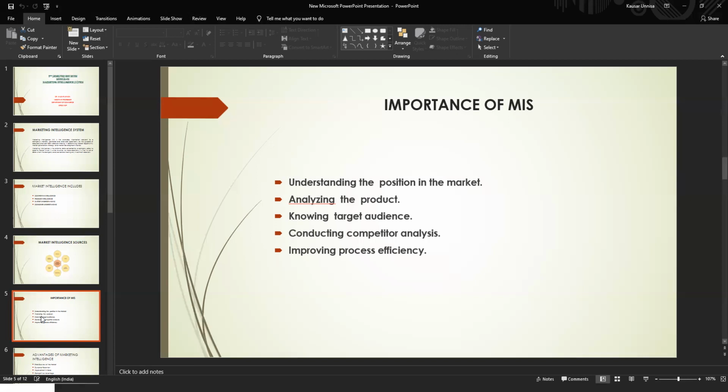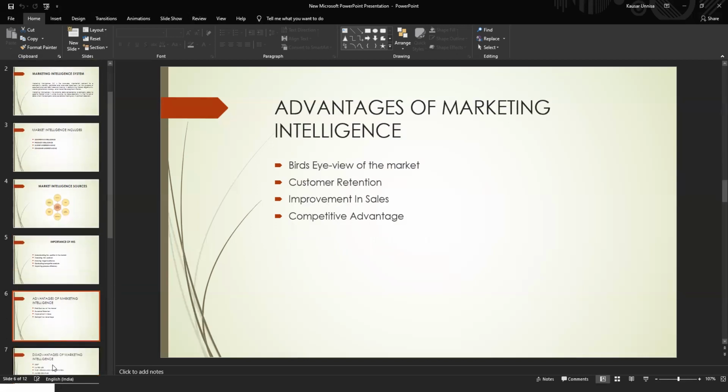And the next thing is nothing but improving process efficiency. Market intelligence will also help us to identify inefficiencies in the process and to make improvements that boost efficiency. The information can also be used to streamline the process, to reduce waste, and to improve overall productivity. So this is regarding the significance of marketing intelligence.